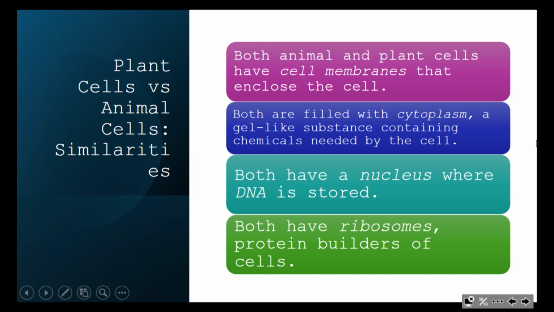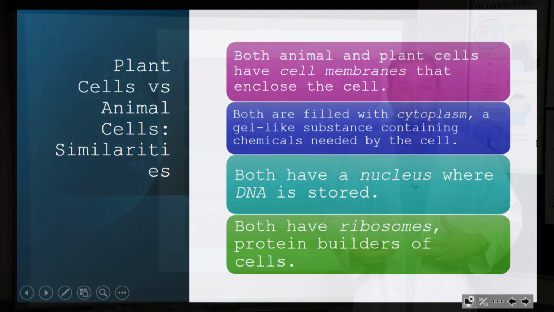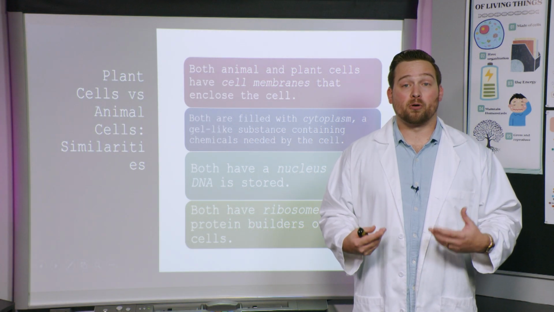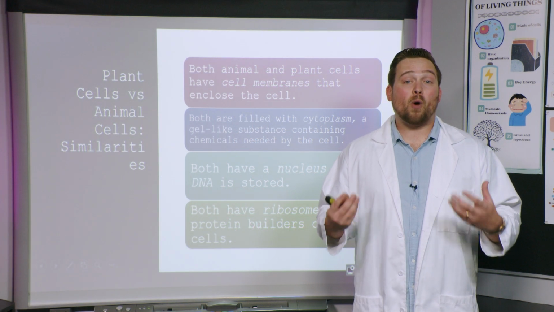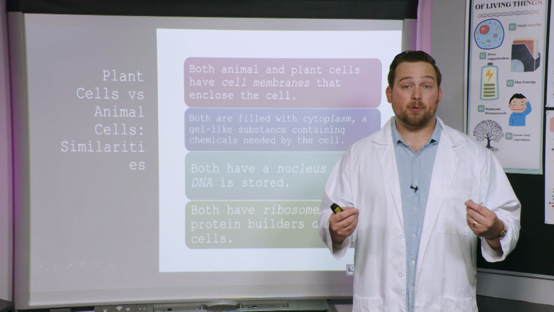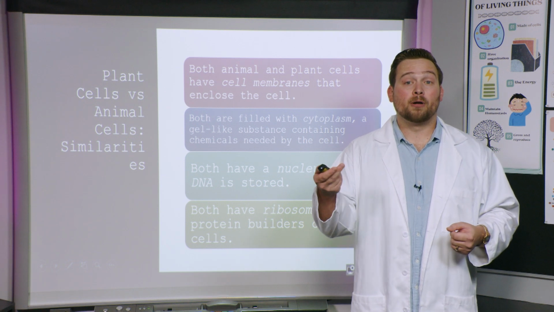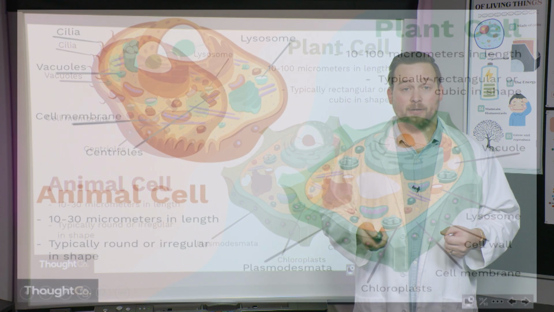Okay? Another similarity between plant and animal cells is that they both have ribosomes. Remember, ribosomes are the protein builders of the cell. Your body is mostly made up of protein, so proteins are very important for our bodies. Proteins are very important for the cell as well, and so they need a way to make those proteins, and ribosomes are the things that are going to make them.